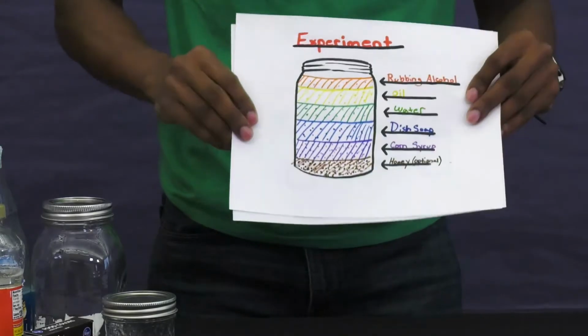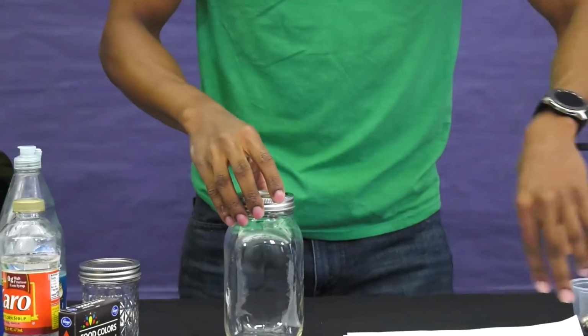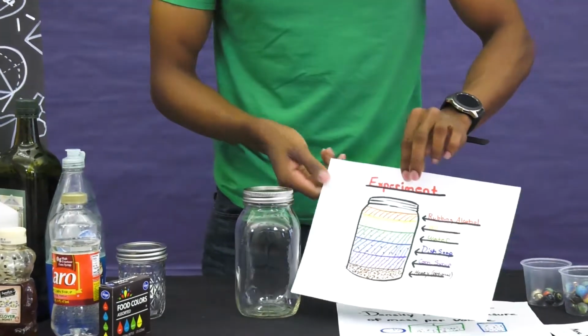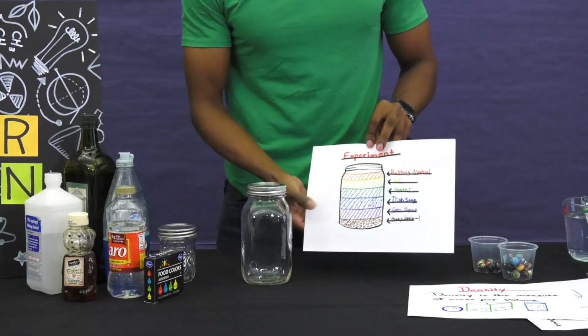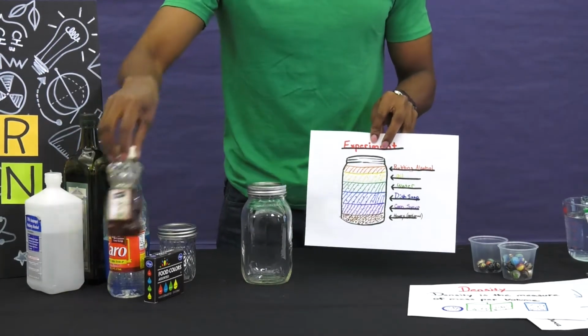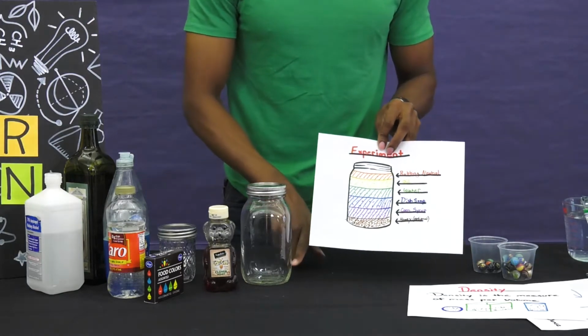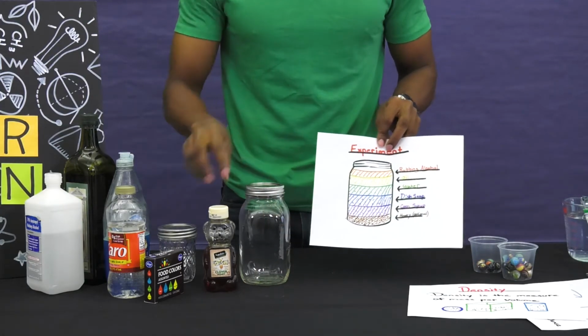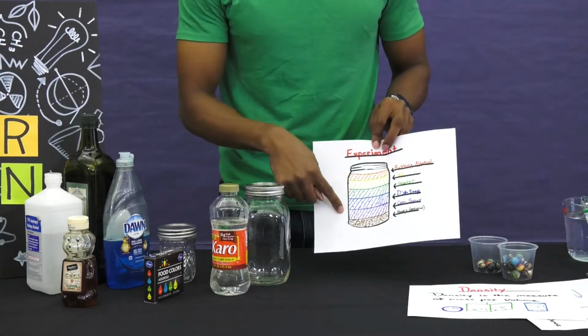And so, getting started, we have our mason jar. I'm going to set my paper down here. And so on the very bottom, let's go in order of what we have here. On the very bottom, we're going to use the honey. It's one of our thickest liquids that we have here. Moving up, we are going to pour our corn syrup, which will be this purple layer.